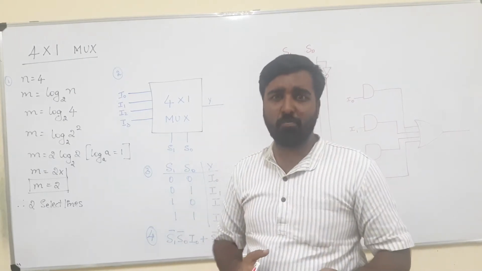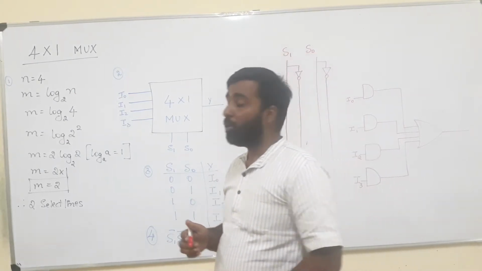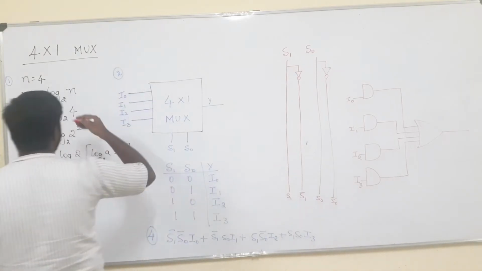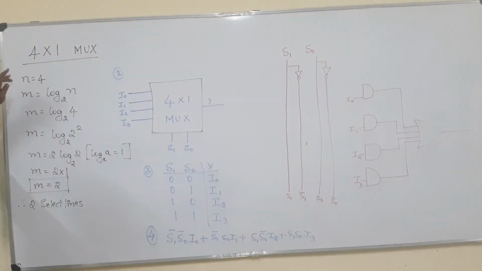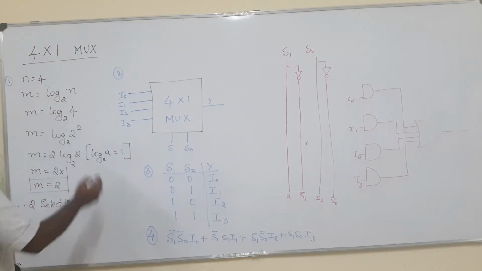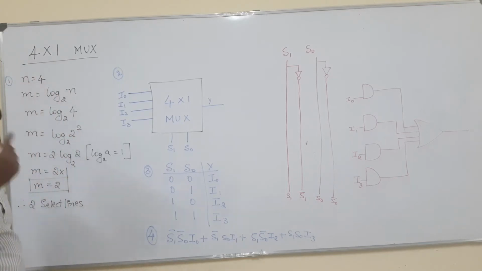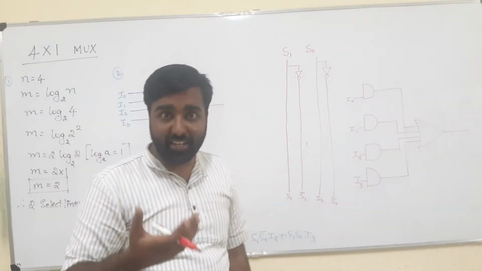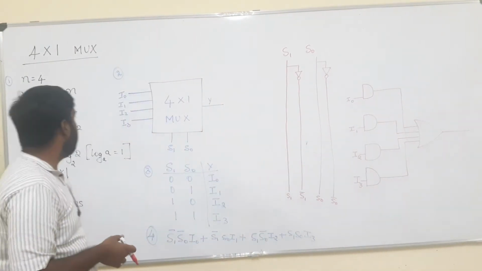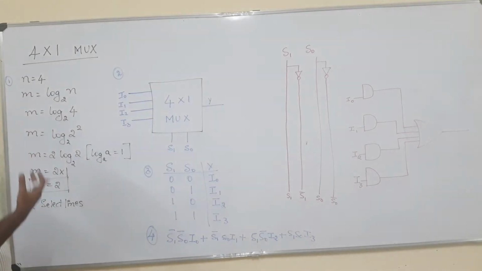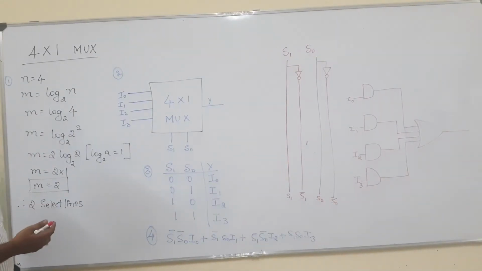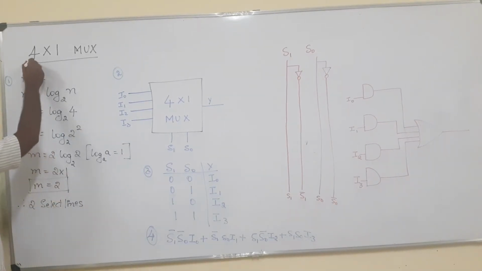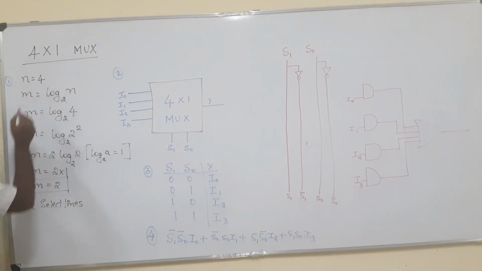Guys, it's very simple. As soon as you know the total number of inputs, it is 4 inputs which produce 1 output. As I know the number, my second thing is, I need to know the total number of select lines which I need. So we have a method to follow to calculate the select lines. How to calculate the select lines here? My inputs is 4, that is n is equal to 4.